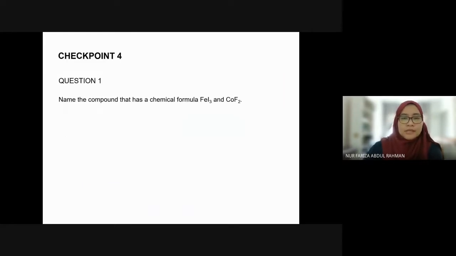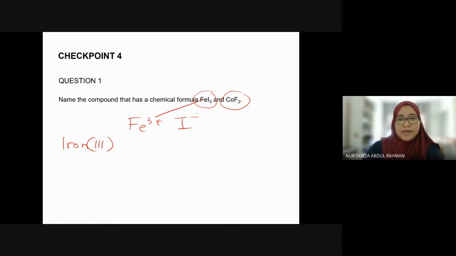Then we have checkpoint 4. We have FeI3 and CoF2. How do we name these? FeI3 is made up of the Fe3+ ion and I minus. Fe is a transition metal having variable charge, so you should name it iron. The charge is 3+, so iron in bracket 3, and then we have the anion as iodide.